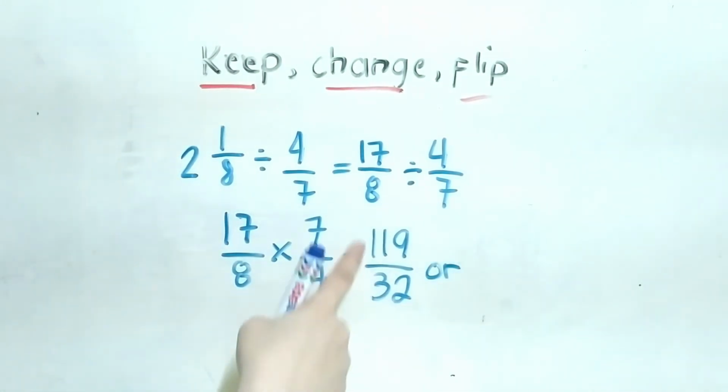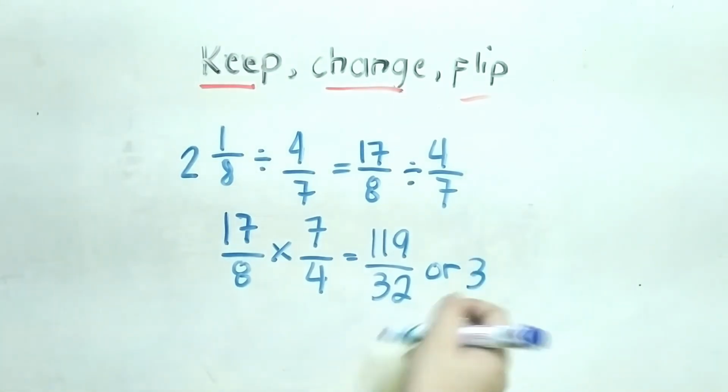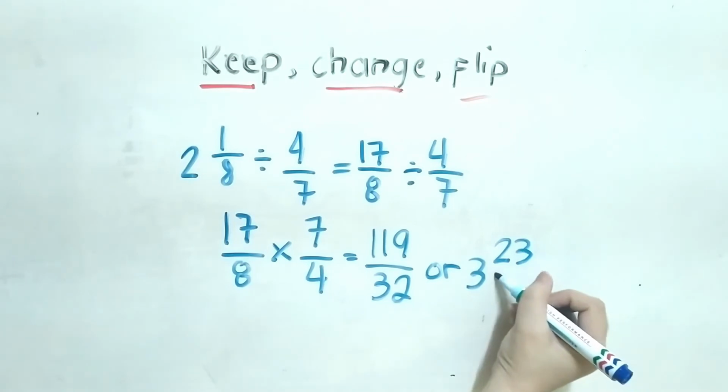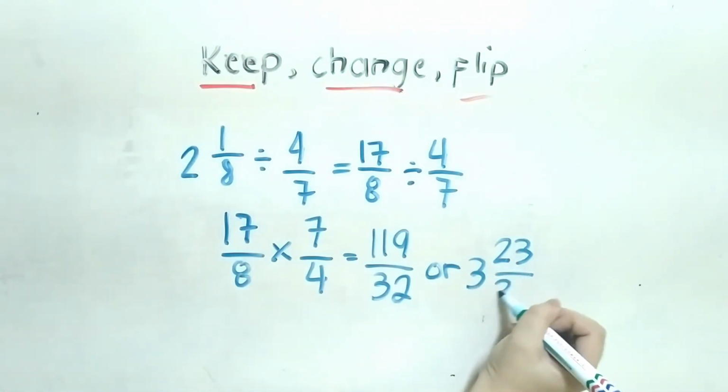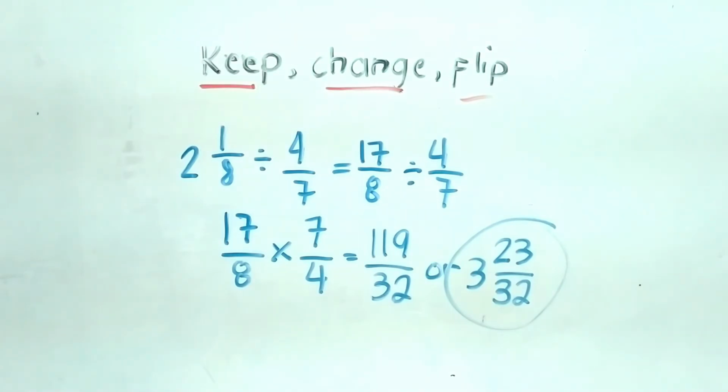Or, mataas masyado ang numerator, pwede nating i-divide sa denominator. So, 3. And then, meron tayong remainder na 23. And then, copy the denominator 32. So, that is the answer.